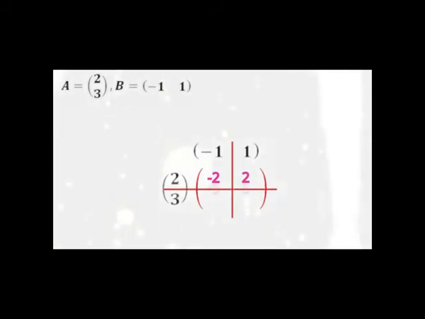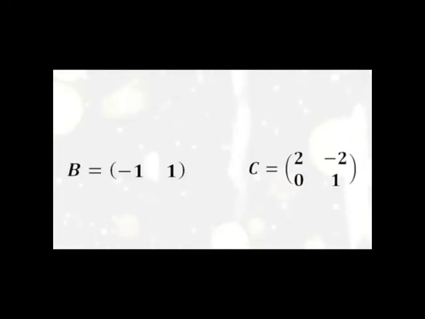Now we can move on to the second row of the first matrix, 3. So 3 multiplied with the first column of the second matrix. 3 times negative 1 equals negative 3. You put negative 3 in that spot. And we move on to the second column of the second matrix. 3 times 1 equals 3. You put 3 in that spot.